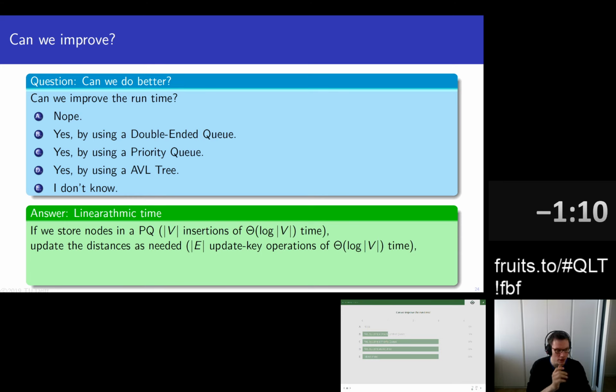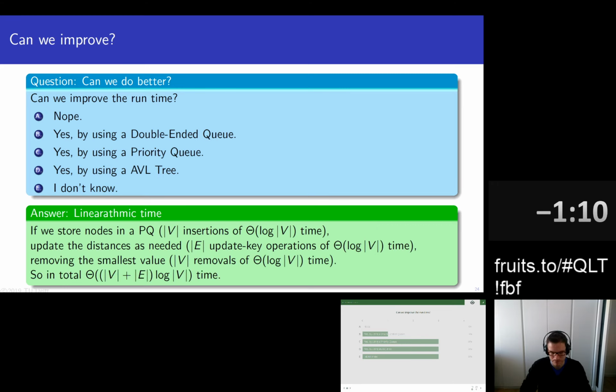So indeed, Gert, we use a priority queue based on a minimum heap that allows us to insert in V log V time. It allows us to update these things. Well, worst case, for every edge, we need to update the distance. So that would be E times log V time. And we need to remove the smallest value V times. So that's V log V, which gives us a total of (V plus E) log V time.